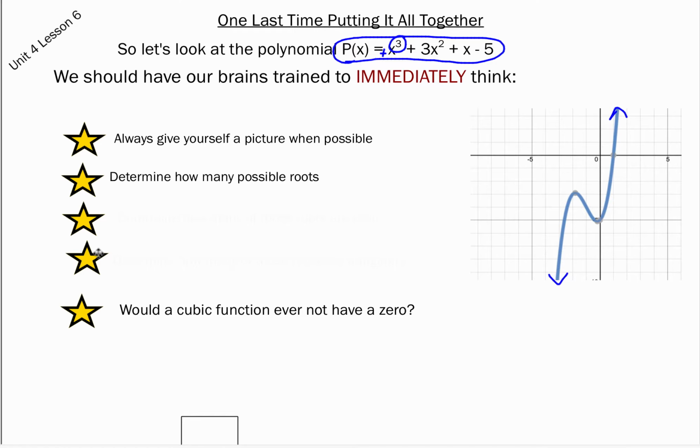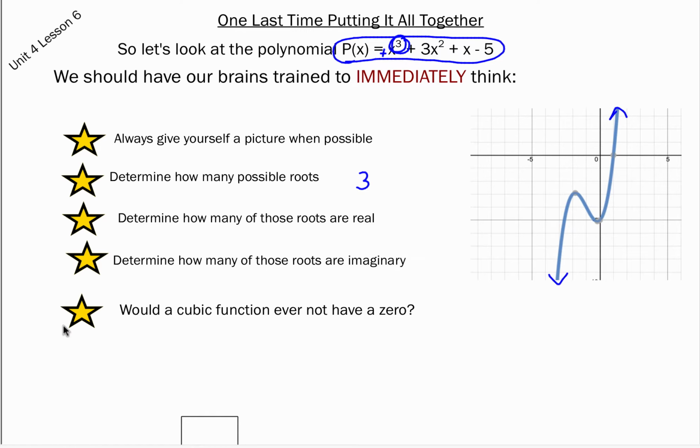Next thing, you should always determine how many possible roots. Well, that's easy. Since it's to the third power, we know there are 3 roots possible. But we know now that some of these roots could be real and some of these roots could be imaginary. So when we look at our picture over here, it crosses the x-axis once. So that means we have 1 real root and 2 imaginary roots.